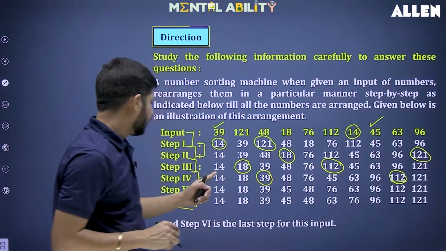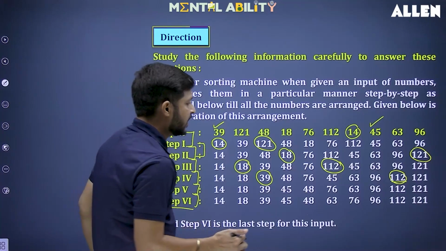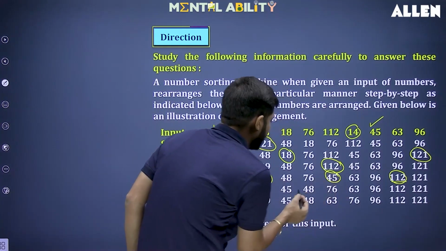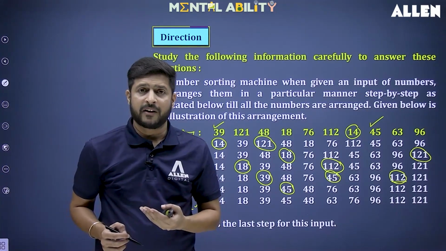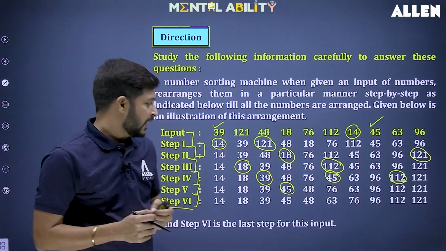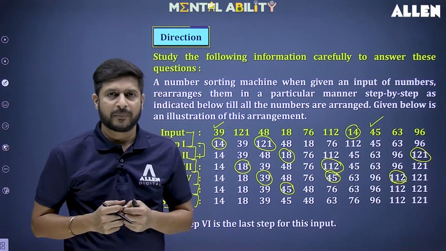So now from step 4 to step 5, what exactly has changed? The change which has been made is that this 45 has been shifted from this place to this place, right? So what we have learned from this is that whenever the numbers are automatically arranged, we are not supposed to count that particular step.